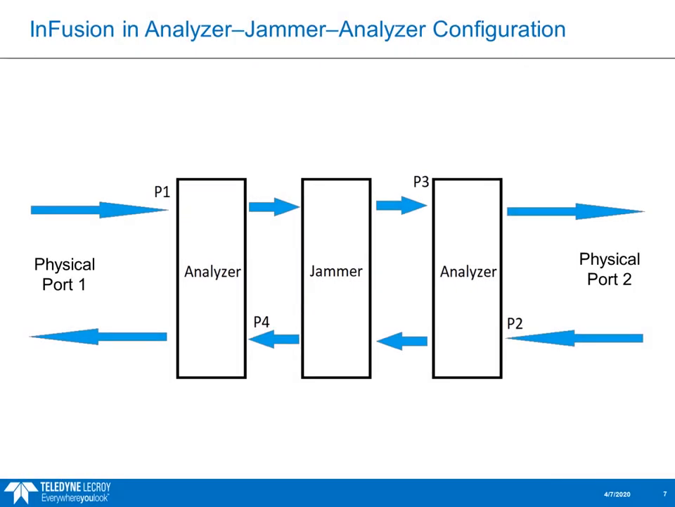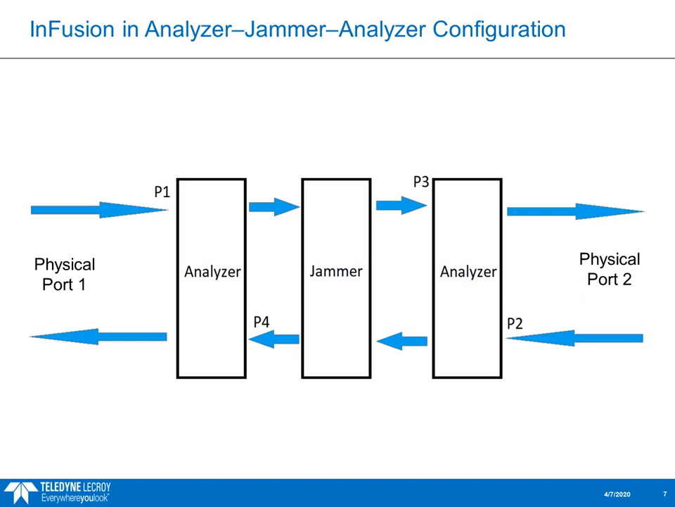Here is a simple diagram depicting what occurs when we select an AJA configuration assigned to physical ports 1 and 2 of the SierraNet analyzer. As traffic enters port 1 of the unit, it is recorded on the logical port 1 of the analyzer software. It is then passed on to the jammer, which may modify the traffic. This traffic is then recorded again by logical port P3 of the analyzer before being passed out through the physical port 2 of the instrument and onto the connected device.